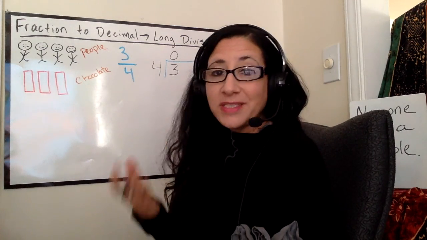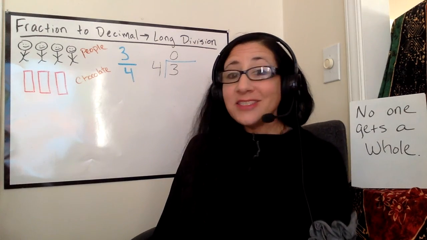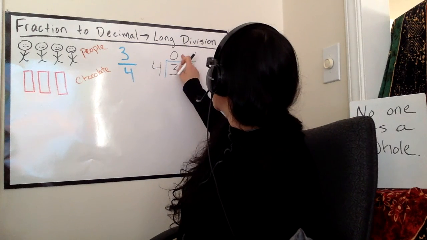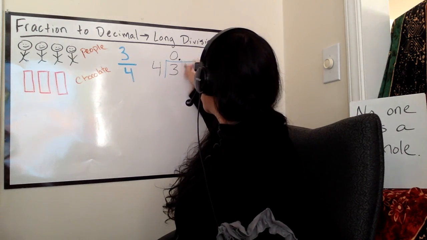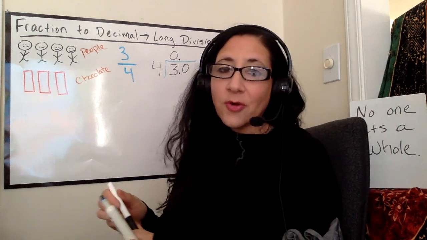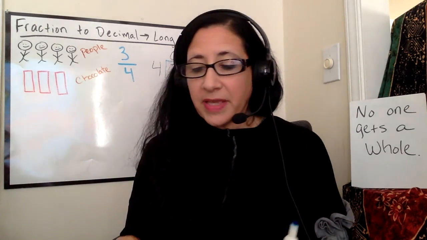So what's my next step? My next step is I need to go into the tens place. So I want to put a decimal point, and I want to put a 0 here. Why am I going into the tens place? Our number system is based on powers of 10.